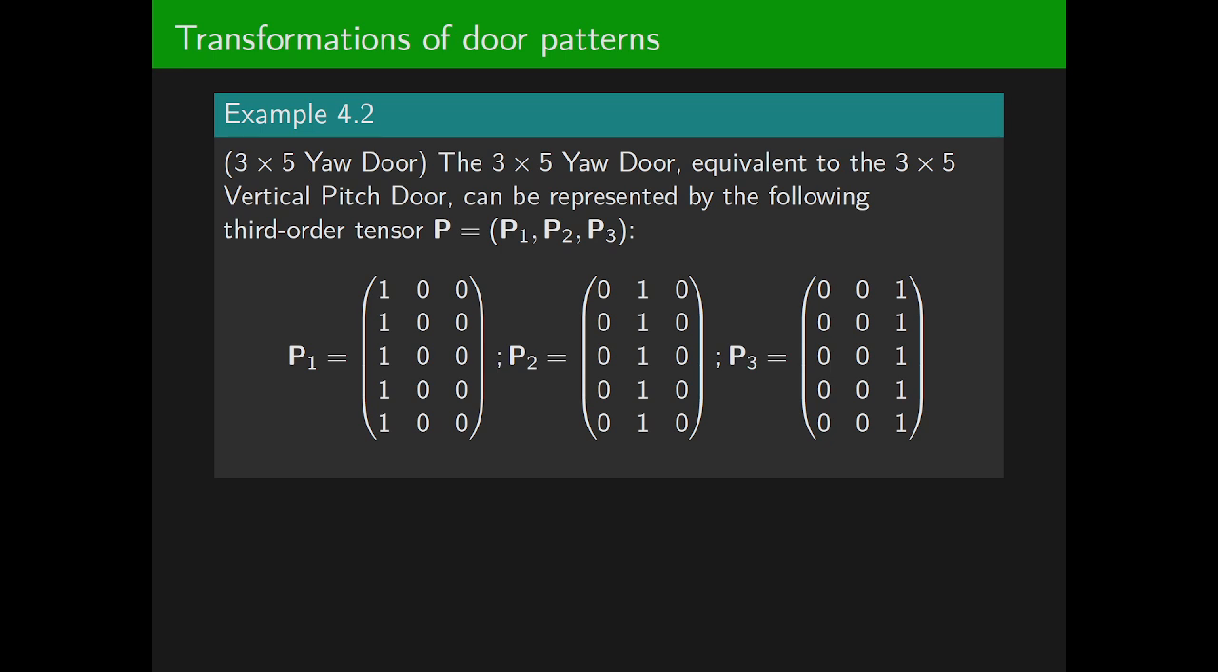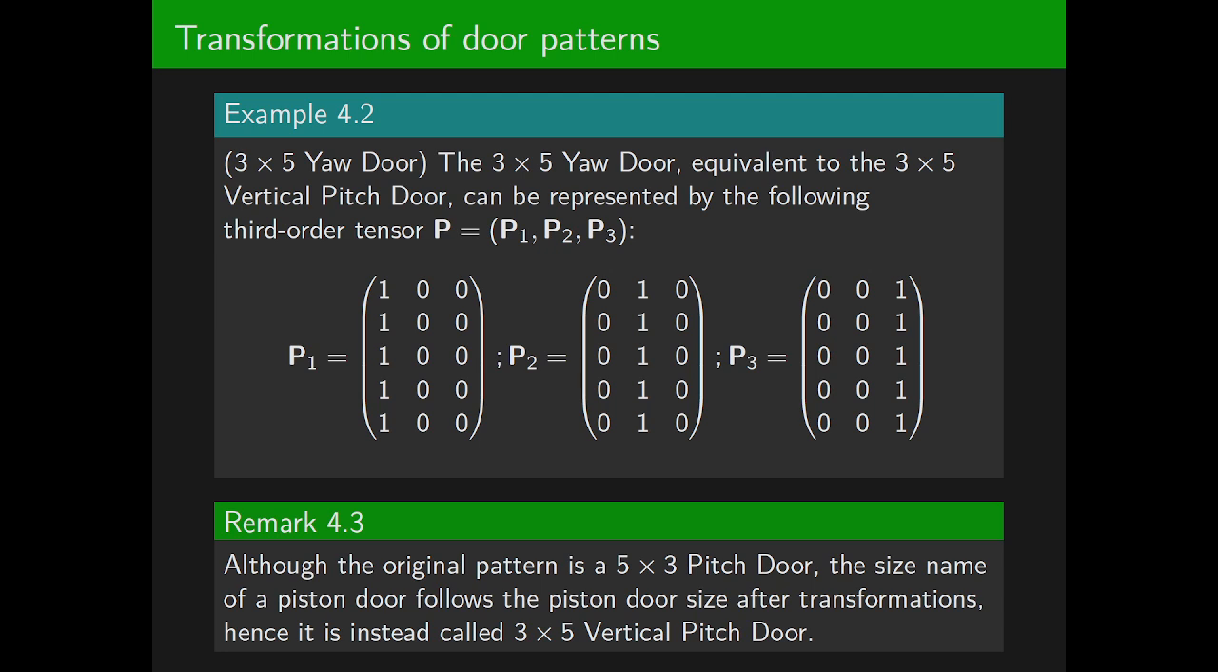And remember that we already talked about the 5x3 pitch door, and the 3x5 yaw door is basically the vertical transformation of the 5x3 pitch door. Also adding a remark: although the original pattern is a 5x3 pitch door, the size name of the pitch door follows the size after transformation. So don't call it a 5x3 vertical pitch door, call it a 3x5 vertical pitch door, or in this case, there's a special name for it, 3x5 yaw door.